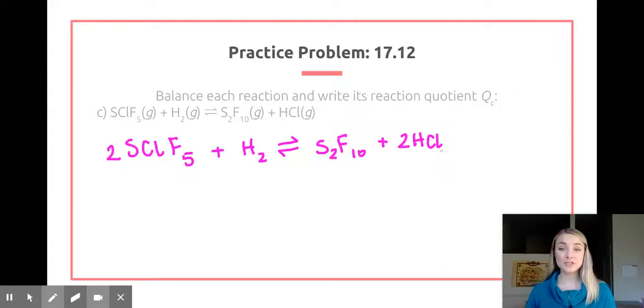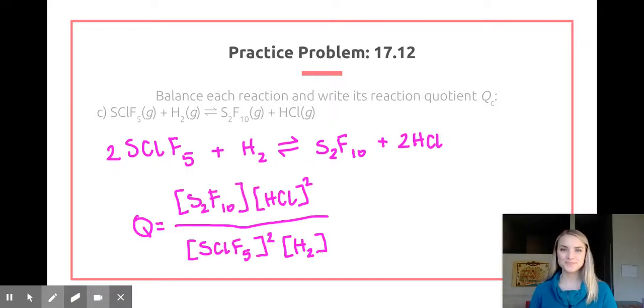So your balanced equation should look like this. 2SClF5 plus H2 yields S2F10 plus 2HCl. Again, pause your video, write your reaction quotient, check back in to make sure you've done it correctly.